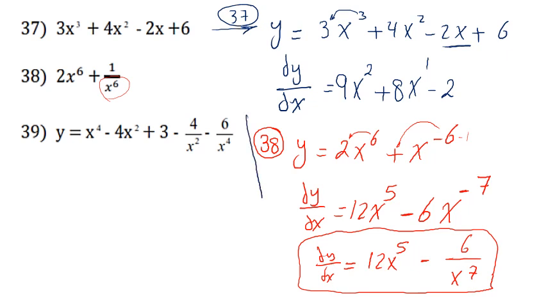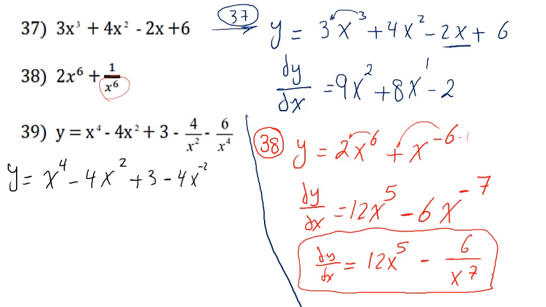Number 39. First, I need to write y as a sum of terms of x. So it's x power 4 minus 4x to the power of 2 plus 3 minus 4x to the power of negative 2 minus 6x to the power of negative 4. So dy by dx is equal 4x to the power of 3 after subtracting from the power 1 minus, put down the power, 2 by 4 is 8, x to the power of 1. Any value with any constant value without x, its derivative is 0.